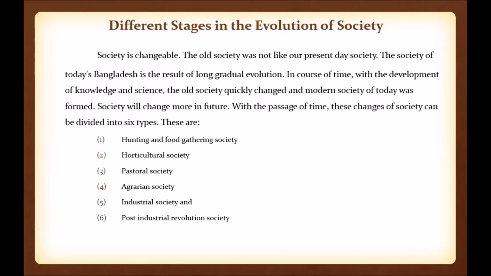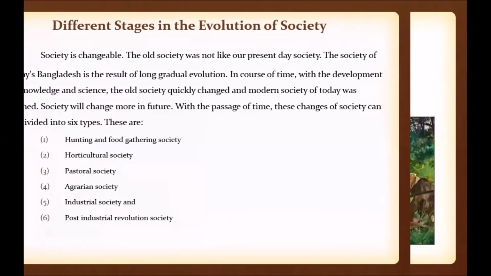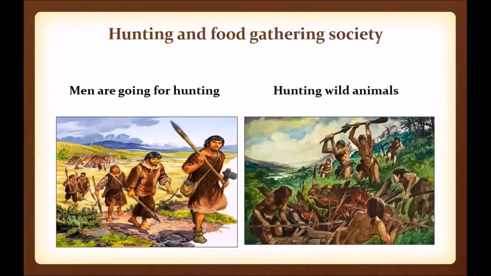Revolution Society. I guess you are all familiar with these types of societies as you have studied them in your class 5. But now we will know more about them in detail. Okay? So the very first one is Hunting and Food Gathering Society.